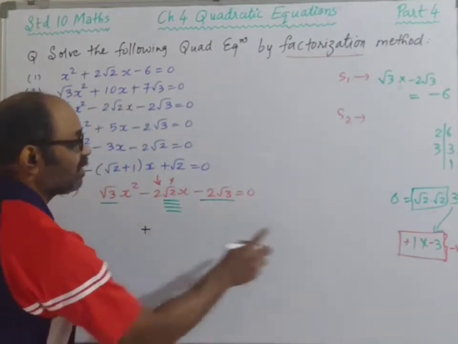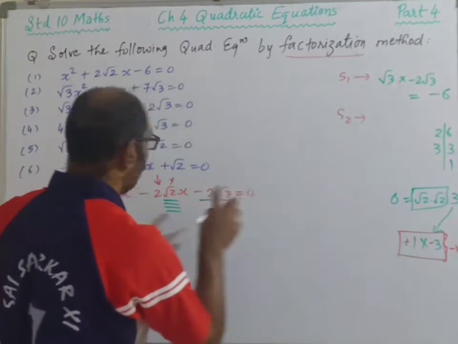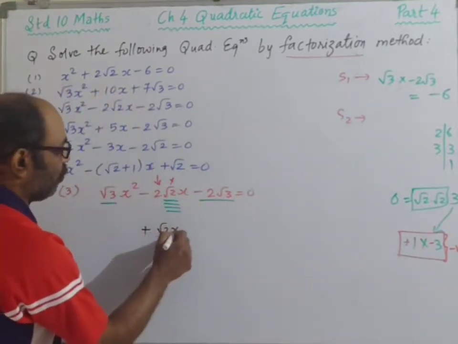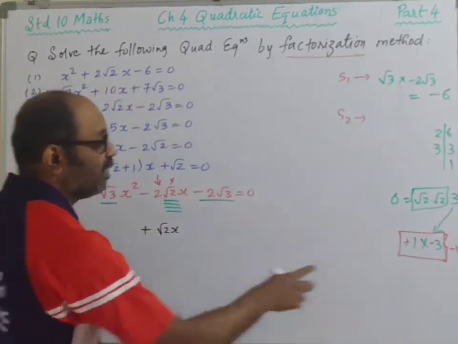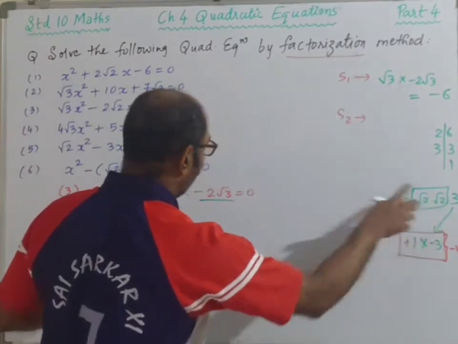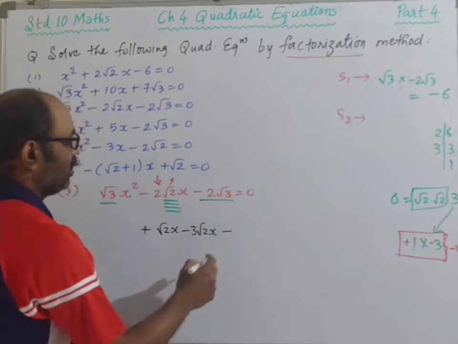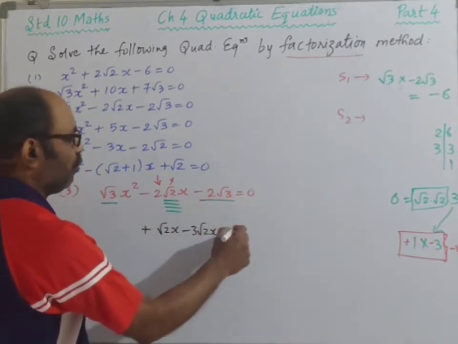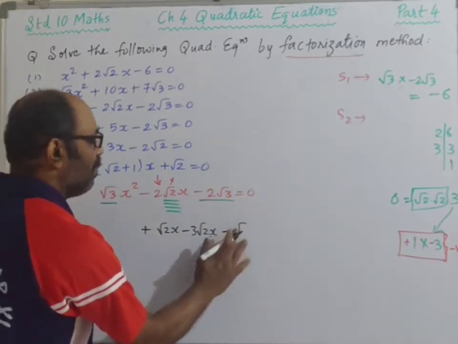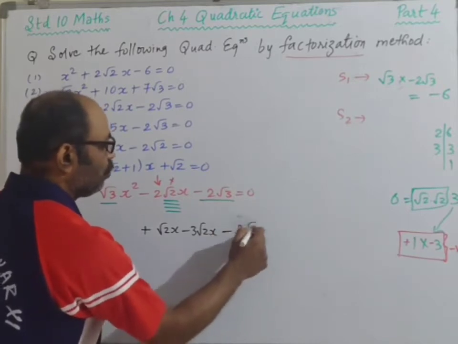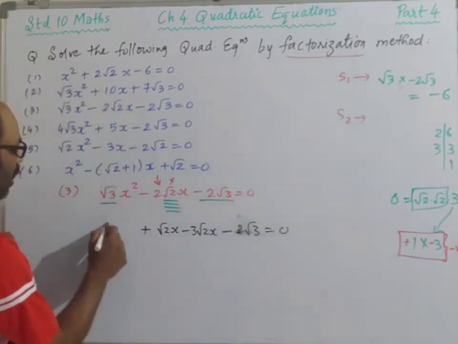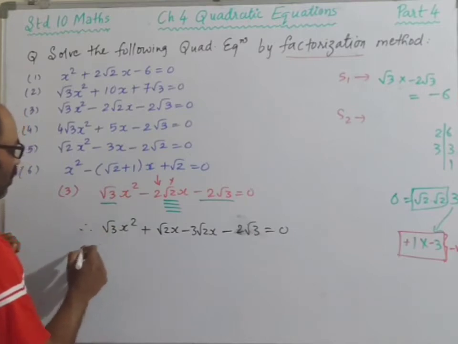This is plus 1 into root 2 into x. So 1 into root 2 into x, so that is root 2x. Minus 3 into root 2 into x, minus 3 root 2x. Alright, I will write this as root 2 into root 2. Okay, we'll see later. 2 root 3 is equal to 0. And this is root 3 x square equal to 0.